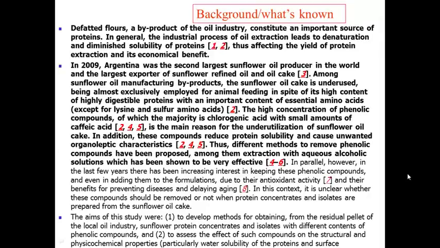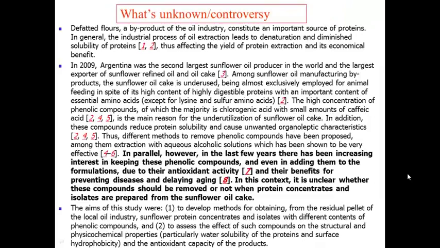So that's a lot of background and the what's known, and then we jump, however, to the what's unknown. And actually, this one's a little bit more of a controversy. So they're setting up the unknown, which is really a controversy here. So in parallel, however, in the last few years. Notice the author's kind of cluing you in that they're changing modes here because they get that however.